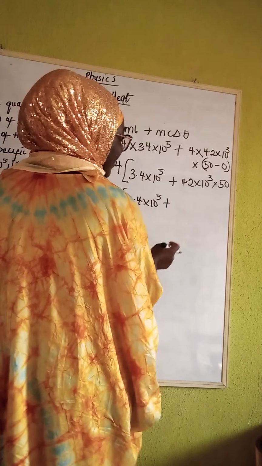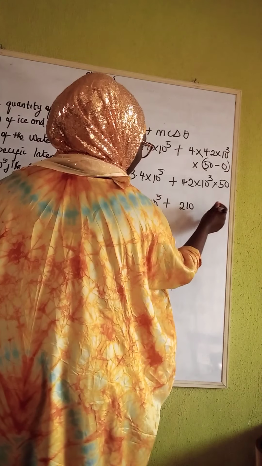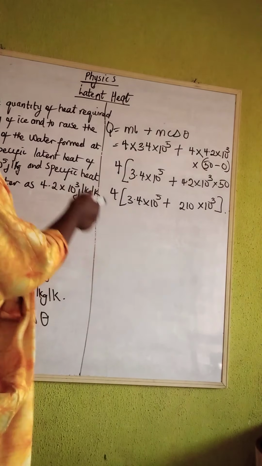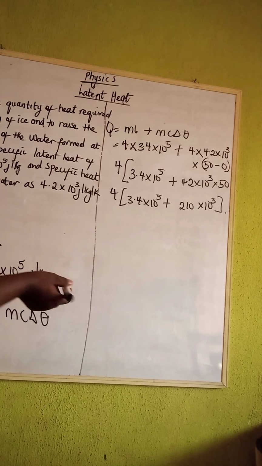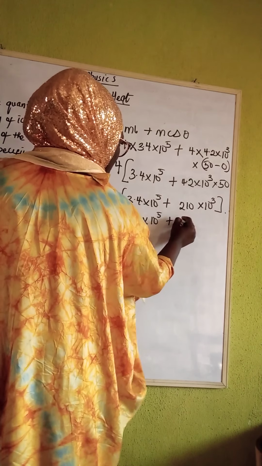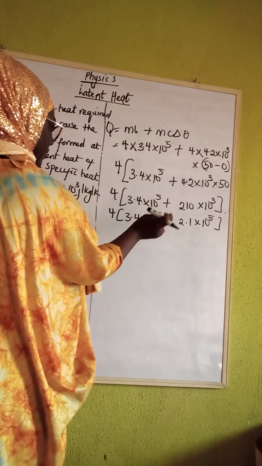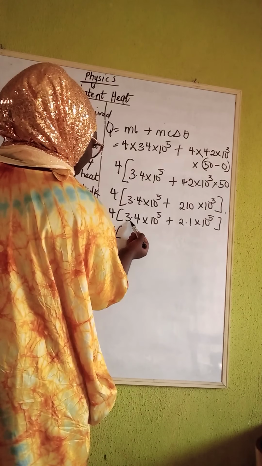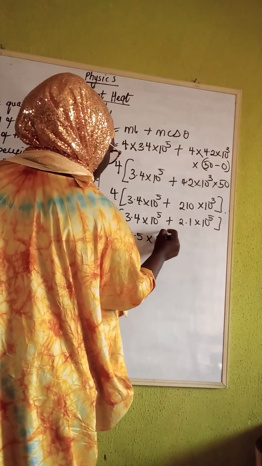Let's use law of indices. So here we have 50 times this, 210 times 10 raised to power 3. If you want to change that 210 to standard form, what will it turn to? So 4 into brackets 3.4 times 10 raised to power 5 plus 2.1 times 10 raised to power 5. 10 raised to power 5, 10 raised to power 5. So add this up. Sorry, I'm using mathematics because I couldn't get a calculator here. So we have 5.5 times 10 raised to power 5.